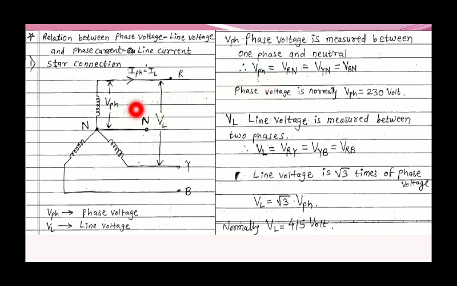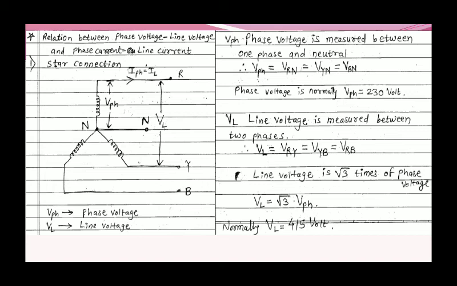The phase voltages are VRN, the voltage between R and N, then the voltage between Y and N, so this is also a phase voltage, then the voltage between B and neutral. These three are all phase voltages. Phase voltage is normally 230 volt. Then another point comes, the line voltage.